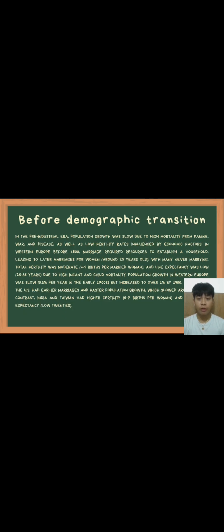Before the demographic transition, according to Thomas Malthus in 1798, in the pre-industrial era there was a slow growth of population. Low wages caused fertility to fall and mortality to rise due to famine, war, and disease, and therefore population size stayed in equilibrium with the slowly growing economy. Therefore, before the demographic transition, societies experience high birth and death rates.